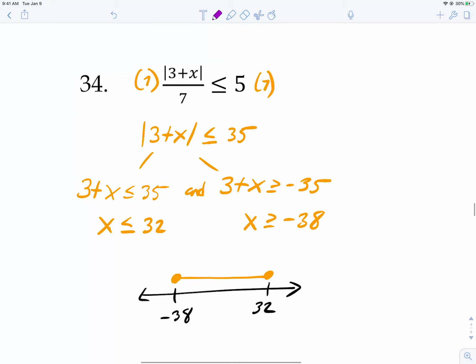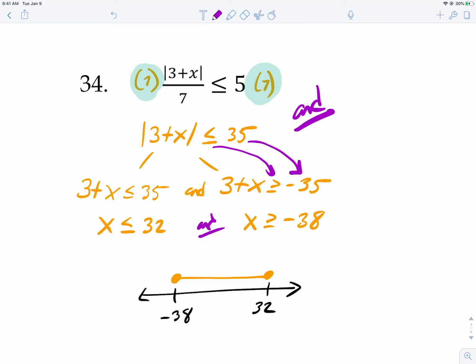And number 34. You have a denominator underneath your absolute value, so you have to multiply both sides by 7 just to get your absolute value by itself. It's a less than, so it is an and problem. If you separate it where the first one stays exactly the same, 3 plus x is less than or equal to 35, and then on the other one, switch it and make it negative, and solve it, you get x is less than or equal to 32, and x is greater than or equal to 38. So since it's an and, it's where it overlaps, so it's in the middle.